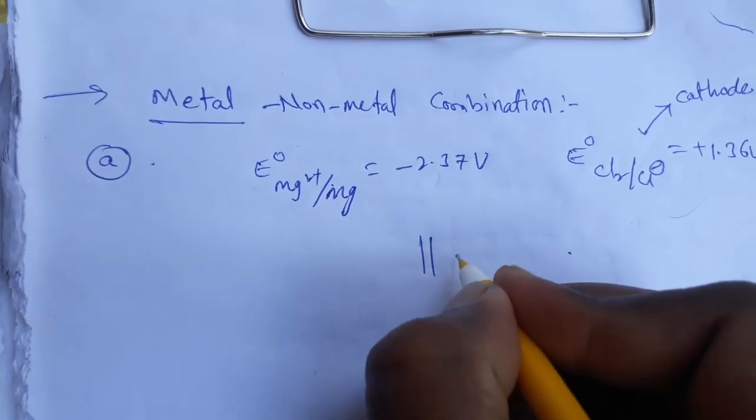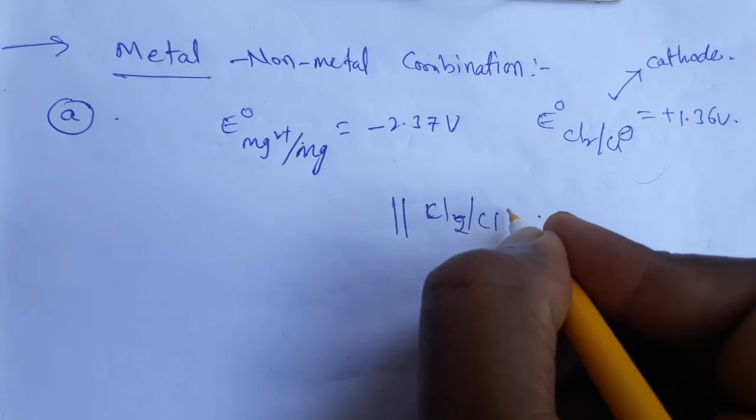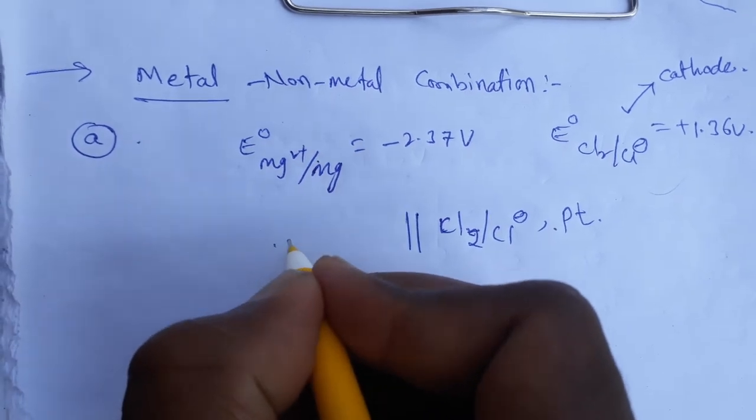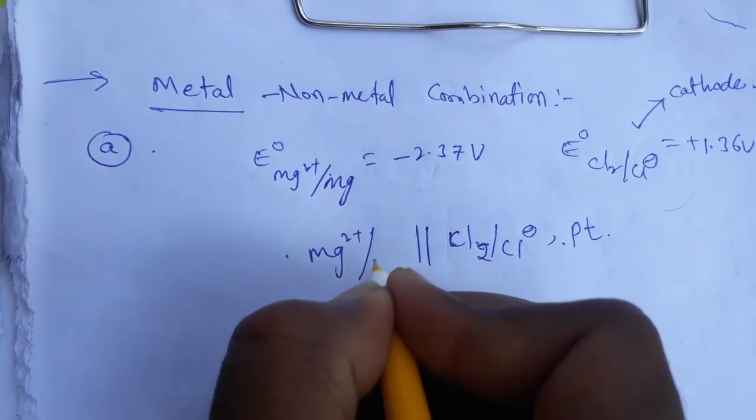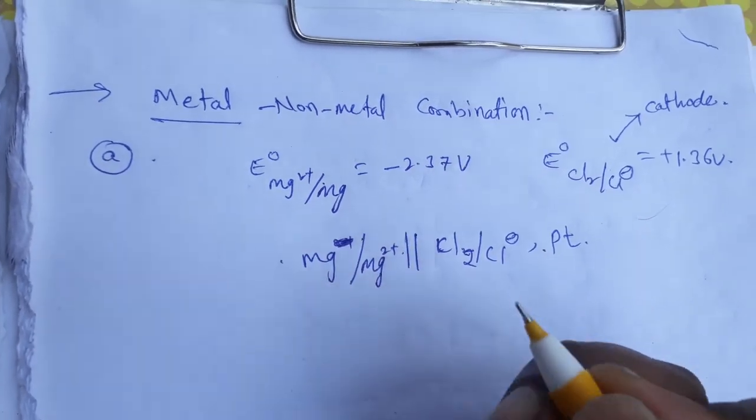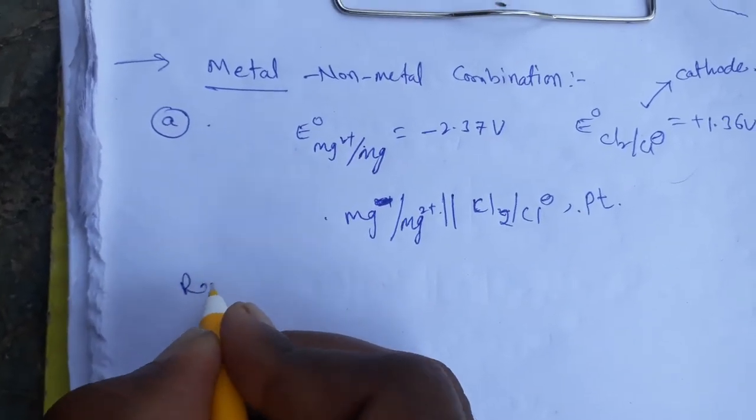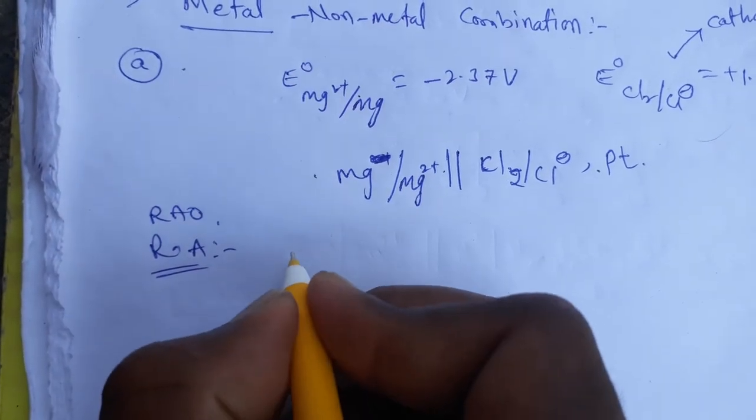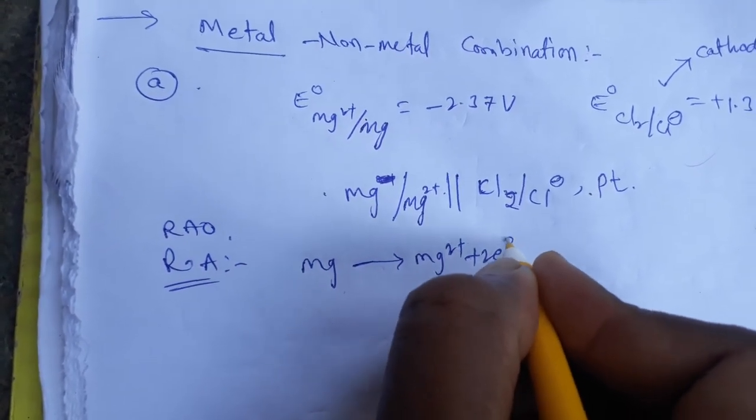So for the cathode, first the salt bridge. The cathode is Cl2 by Cl minus with platinum. On this side there is magnesium 2 plus, and there is no need of another electrode: magnesium going to magnesium 2 plus. Here is the oxidation, and this side is the reduction. Reaction at the anode is oxidation: Mg gives rise to Mg2 plus plus 2 electrons.